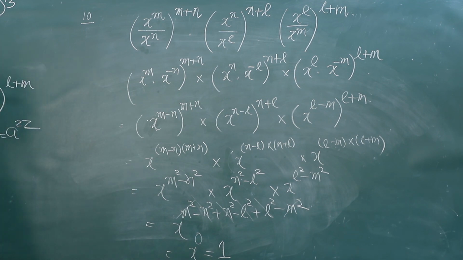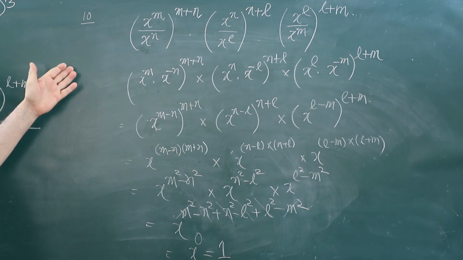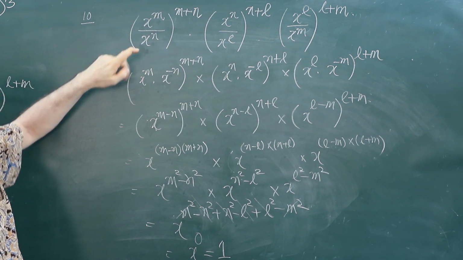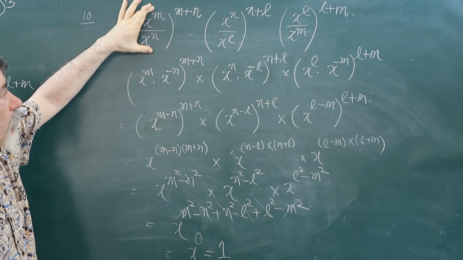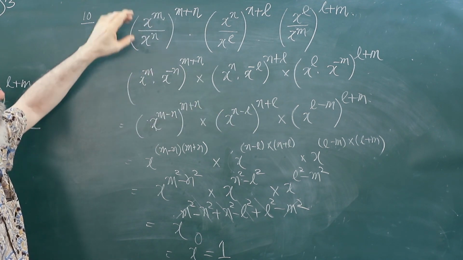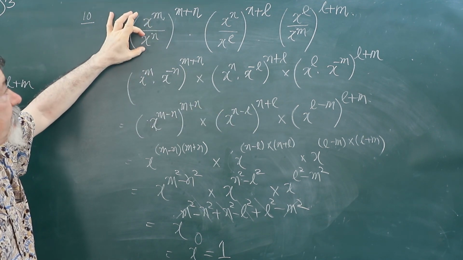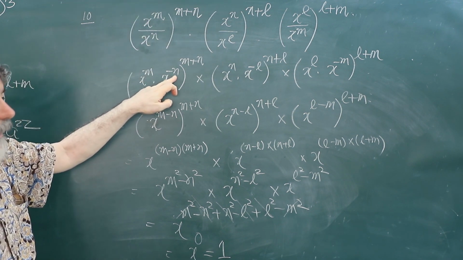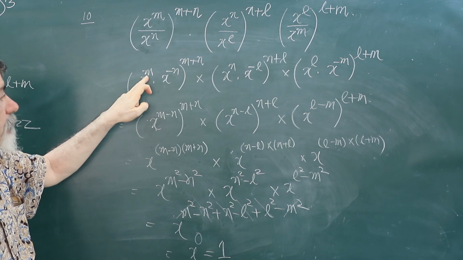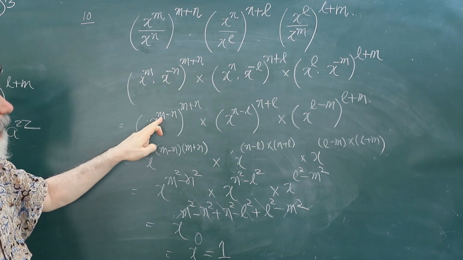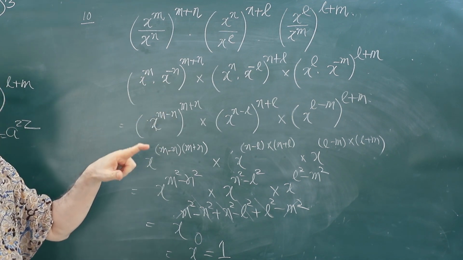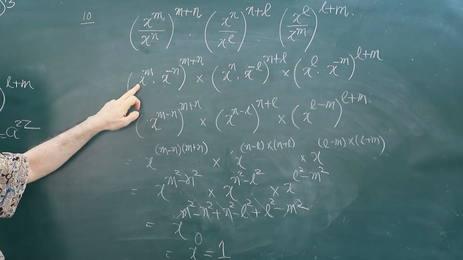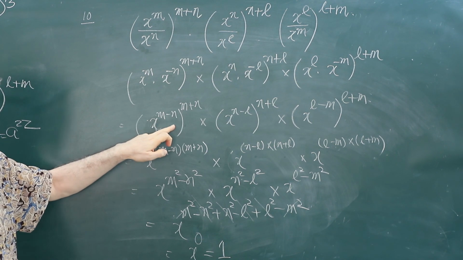The answer is 1. Please see it again from the beginning. X to the power m upon x to the power n. What I have done is I will tell you about one and then everything will follow. X to the power m, I have taken x to the power n up, so it becomes x to the power minus n. Base is the same, powers get added. X to the power m minus n. Subtraction is also addition with a negative sign. So x to the power m minus n.